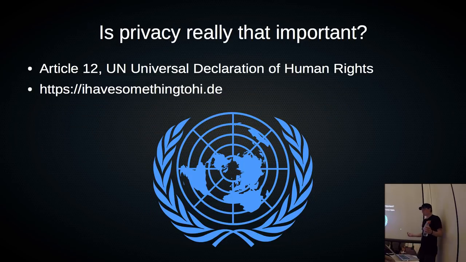So privacy is really important, so important that the United Nations declared in Article 12 of the Declaration of Human Rights, privacy is a human right. It says, and I quote, "No one shall be subjected to arbitrary interference with their privacy, family, home, or correspondence, nor to attacks upon their honor and reputation. Everyone has the right to the protection of the law against such attacks or interference."